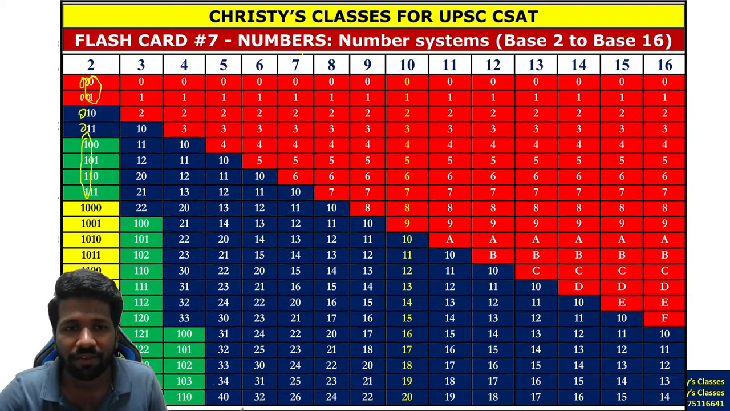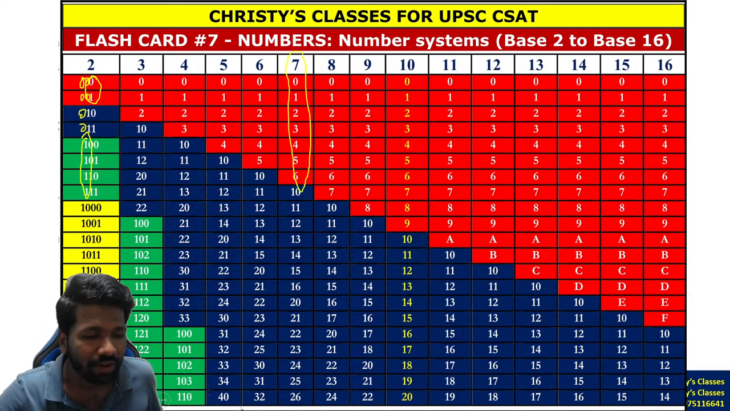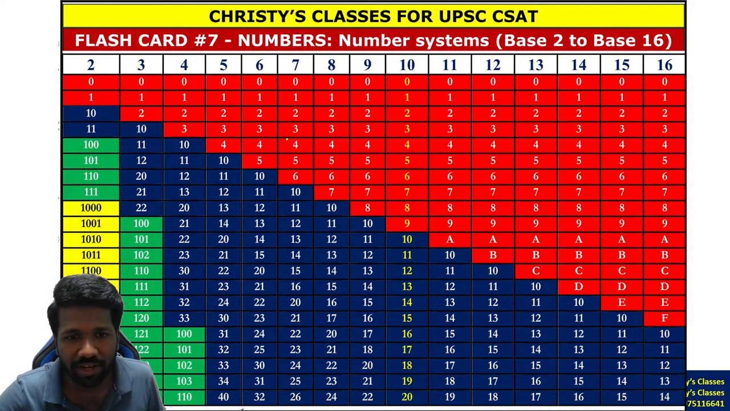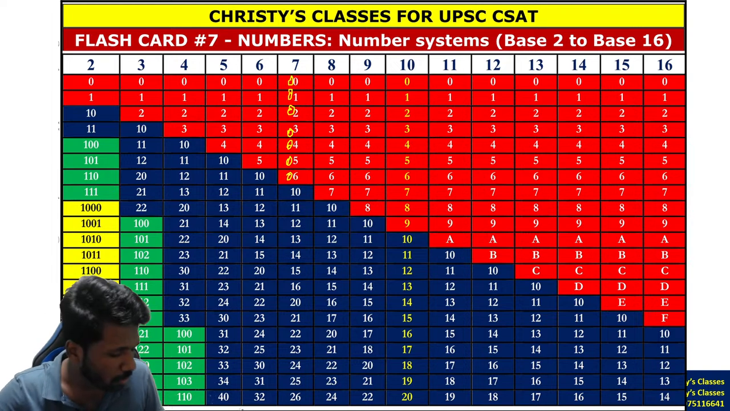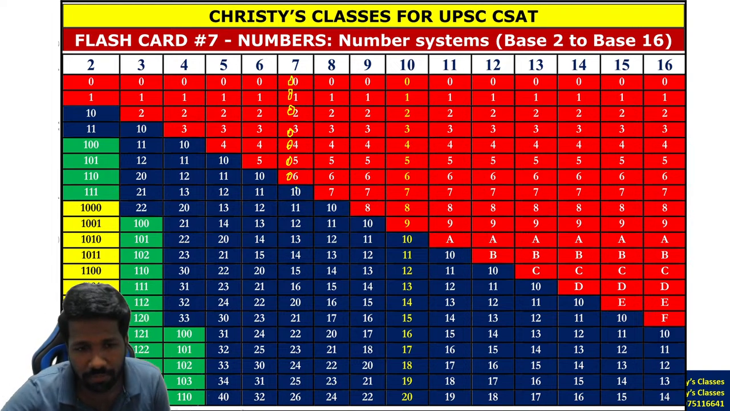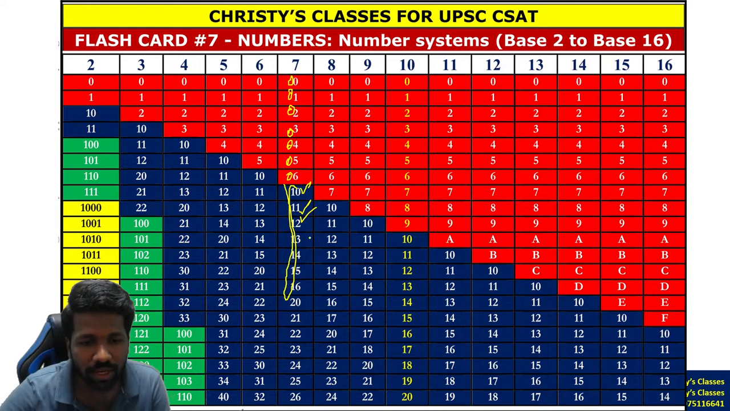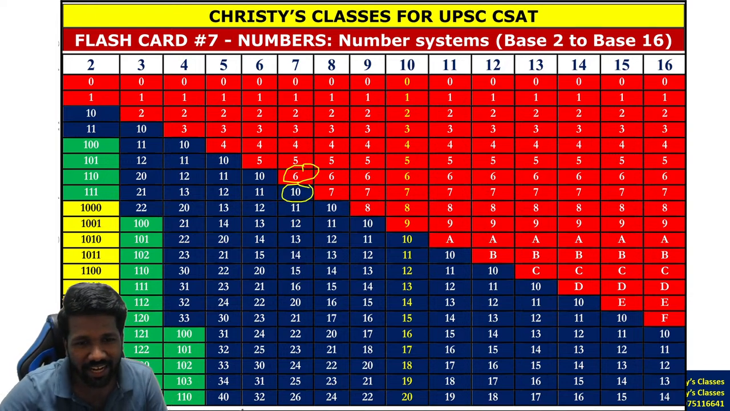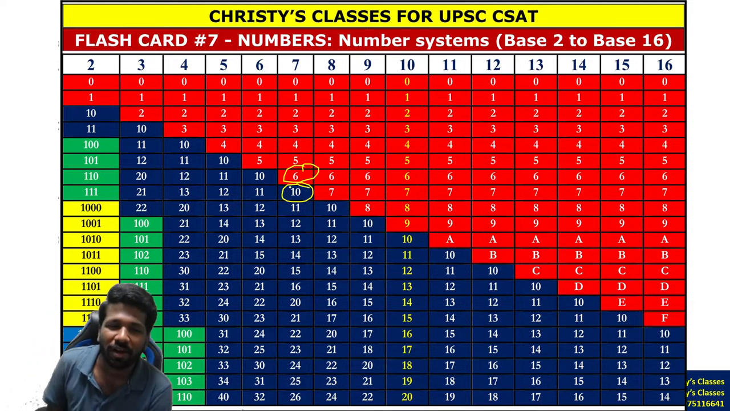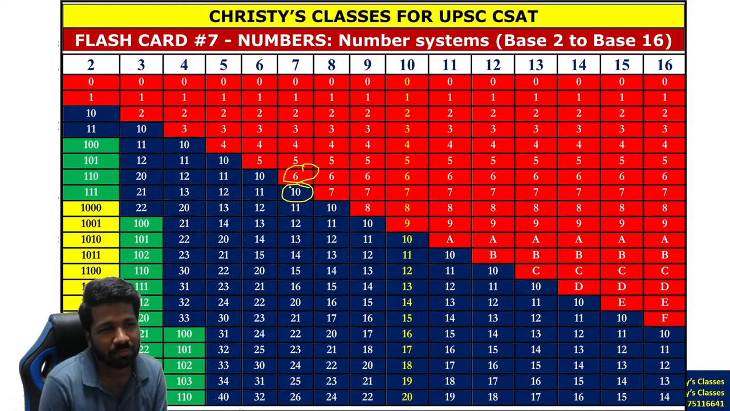For example, the base 7 number system. Only 7 digits, 0 to 6 are the 7 digits. So, 00, 01, 02, 03, 04, 05, 06. When all 2-digit numbers with 0 in the beginning are done, you should start writing 2-digit numbers with 1 in the beginning. Same order: 10, 11, 12, 13, up to 16. There, after 6, it is 10. That is, 6 mango plus 1 mango is 10 mango in the base 7 number system.